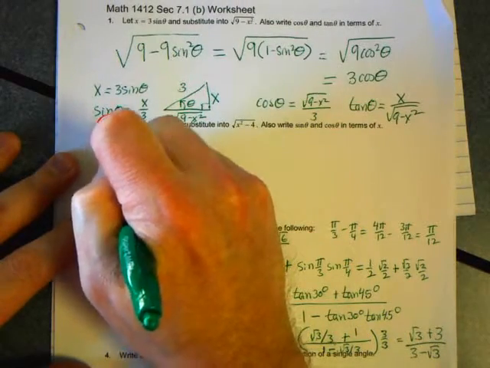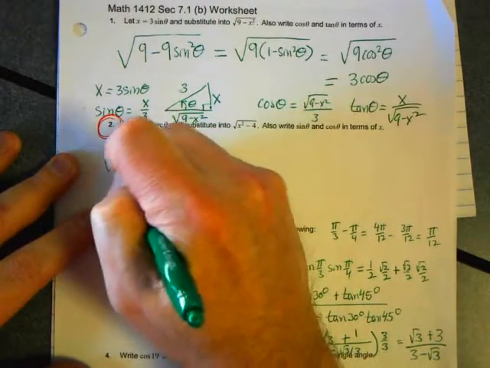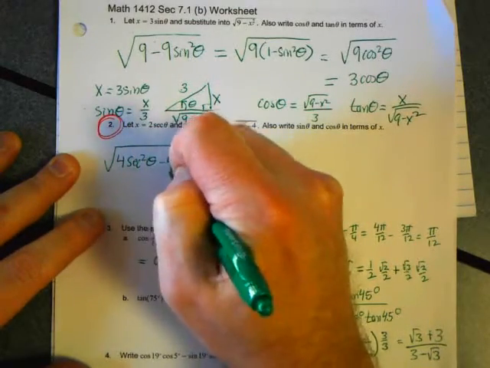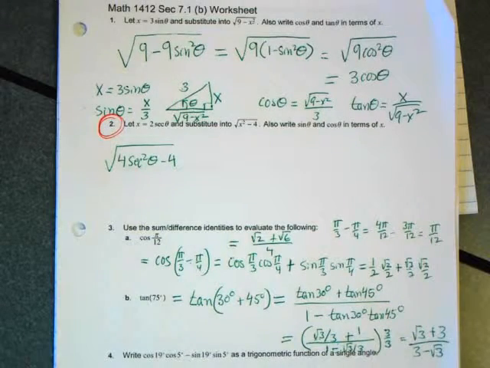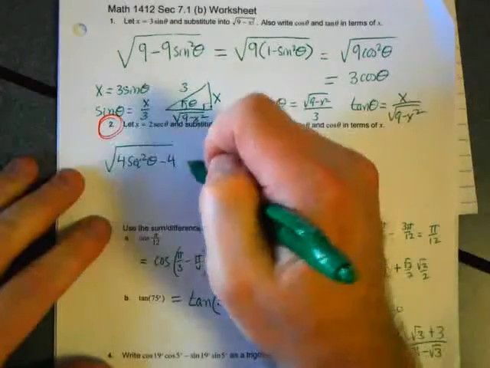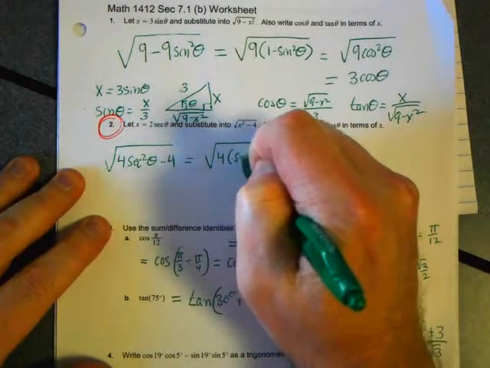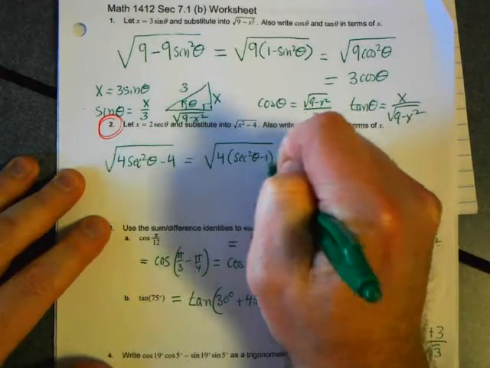The square root of 4 secant squared theta minus 4. So we plug our thing in for x. How does that help? Take out the 4, all right? So that's the square root of 4 times secant squared theta minus 1.